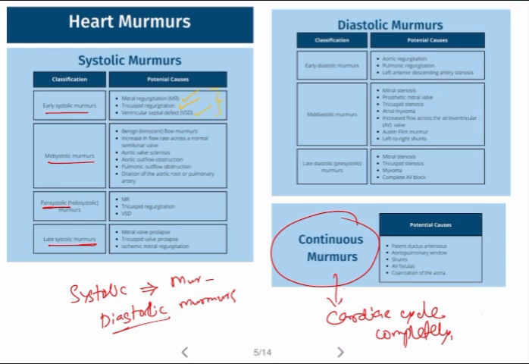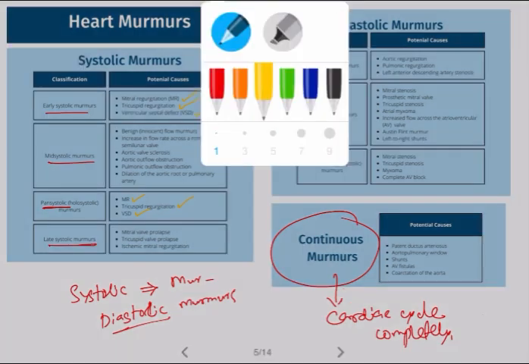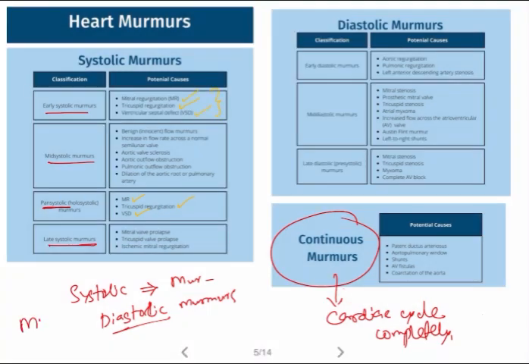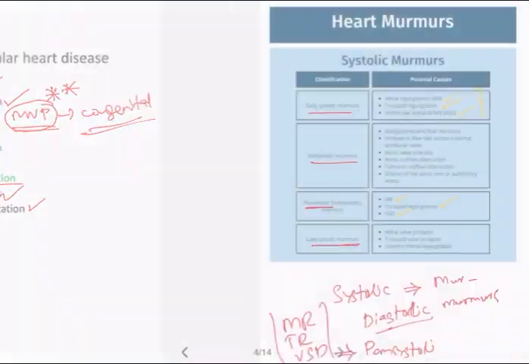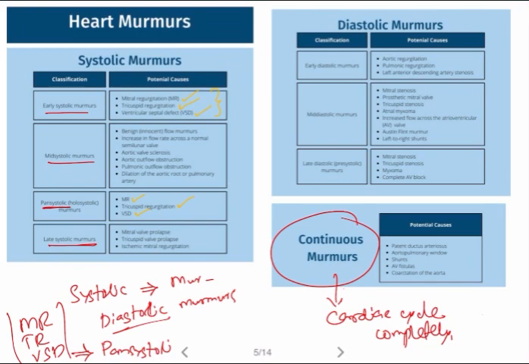If you note this, these three are the same lesions which you will get in pan-systolic murmurs. So throughout the cycle of systole, you get MR, TR and VSD. Here I will add one point: MR, TR and VSD are those which can be heard throughout the systole. That is called pan-systolic.